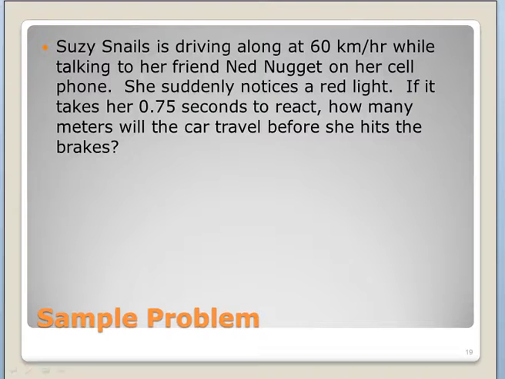Alright, so hopefully the first thing you notice when you read this problem is that when you read up to here it says 60 kilometers per hour. I hope you're automatically thinking, oh, I need to convert that because it's a speed, but I've got to have speeds in meters per second, not kilometers per hour, right? So let's convert that real quick in case you've forgotten how.